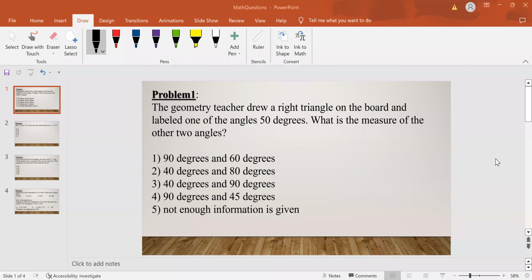Problem 1. The geometry teacher drew a right triangle on the board and labeled one of the angles 50 degrees. What is the measure of the other two angles?